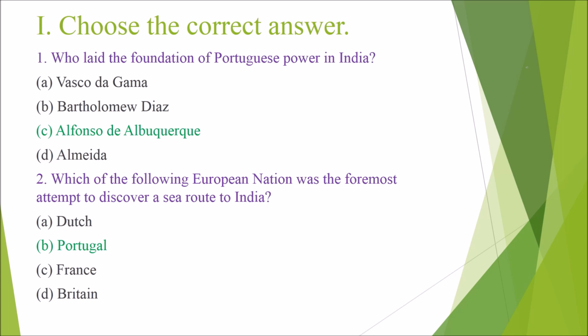Question number 2, which of the following European nations was the foremost to attempt to discover a sea route to India? Option A, Dutch. Option B, Portugal. Option C, France. Option D, Britain. So the answer is option B, Portugal.